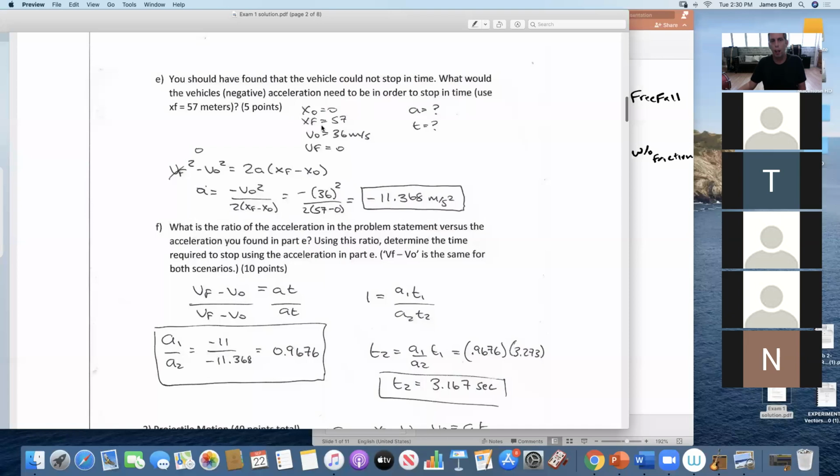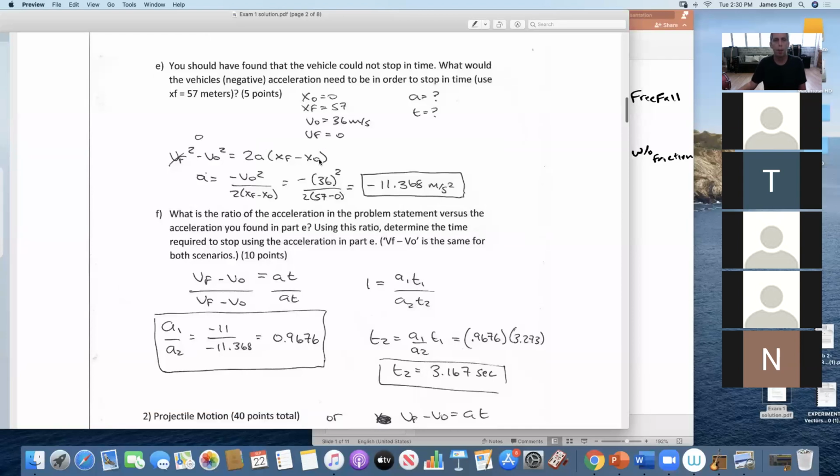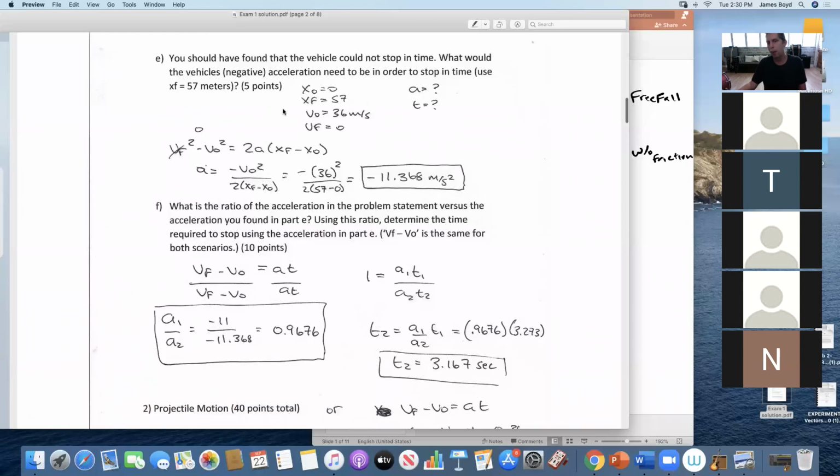Here in this problem, we assumed that we didn't know the acceleration and we had to find it. And I usually rewrite my variables. You don't necessarily need to, but I find it helps me to always do things the same way every time.